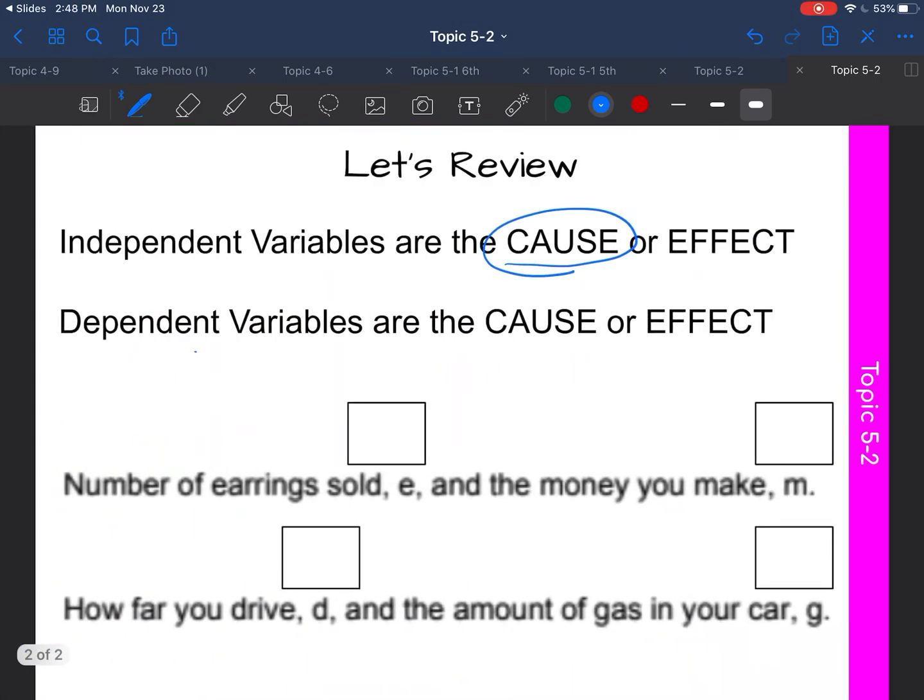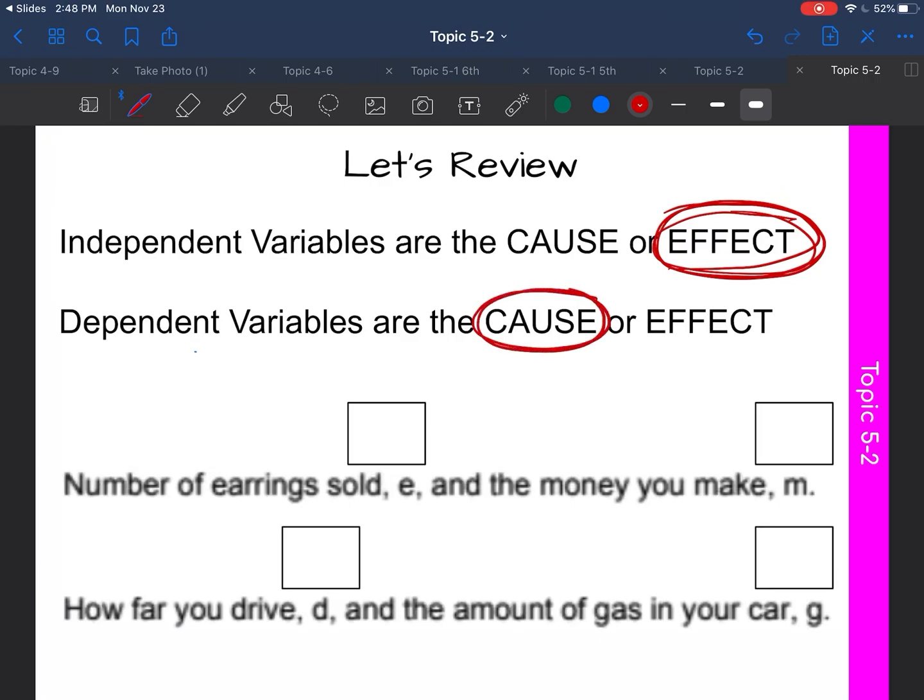Okay, let's look at the next slide, which is a review of yesterday's lesson, because yesterday's lesson can be a little tricky. Okay, so we talked that the independent variables are the effect. So that's what happens after the fact. Okay, they kind of stand alone. And the dependent variable is what is the cause, or what happens first. Okay, so let's look at identifying what the independent and dependent variables are.